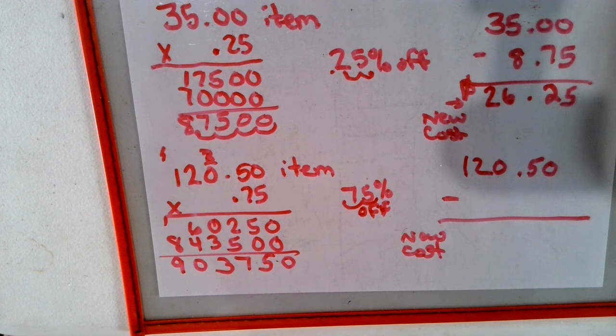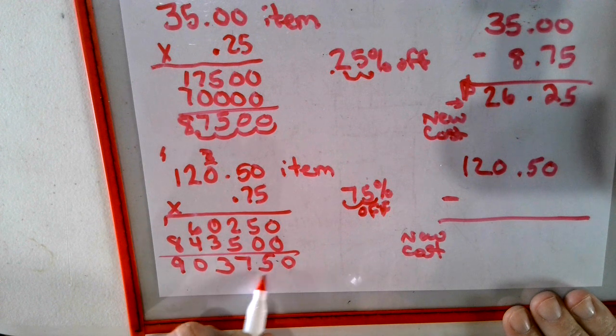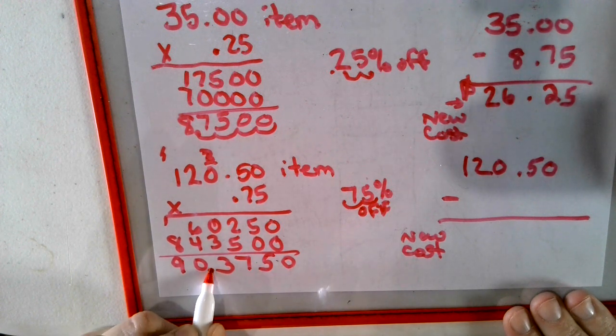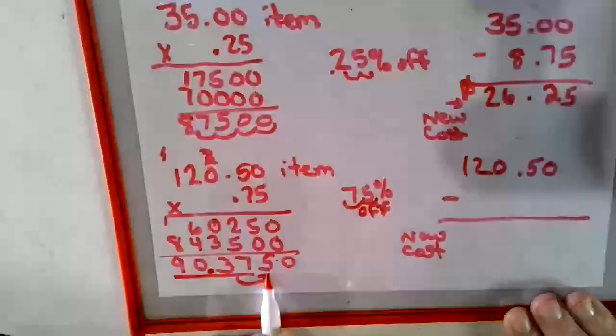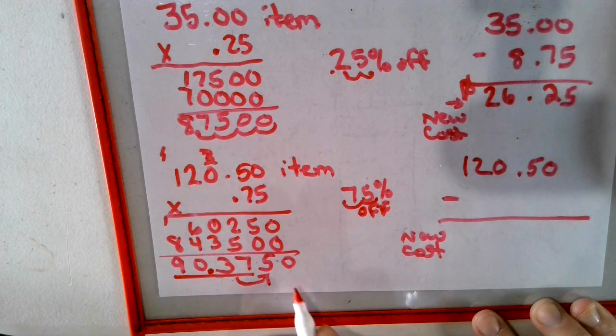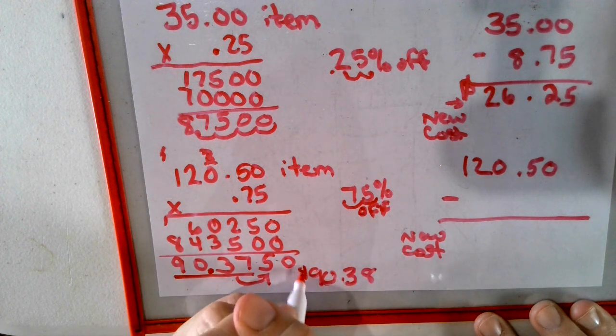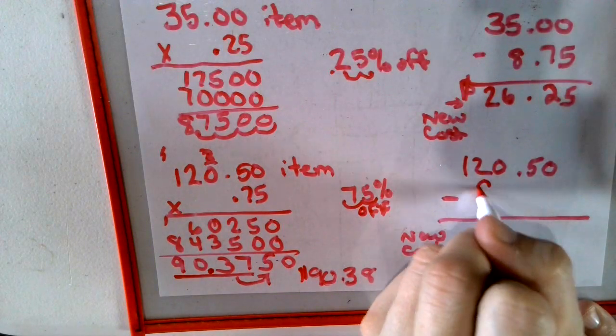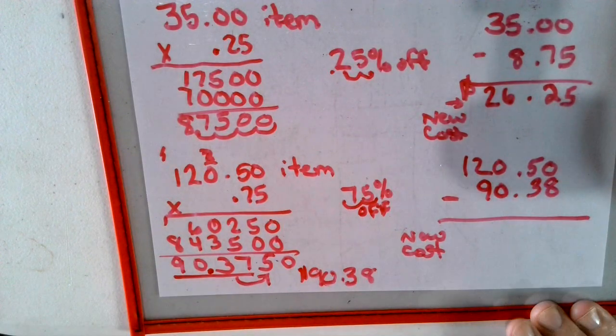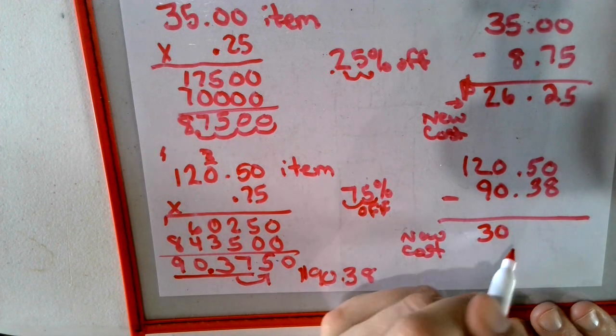$120.50 times 0.75. Yes, so we jump over 4 spots: 1, 2, 3, 4. So we get $90.37. It looks to the 5, and the 5 says make me bigger. So your discount is $90.38. Remember, 37 looks to the 5. So we take $120.50 and we minus $90.38. Some of you are like, that's almost the whole cost of the item. Yes, because you're getting 75% off.